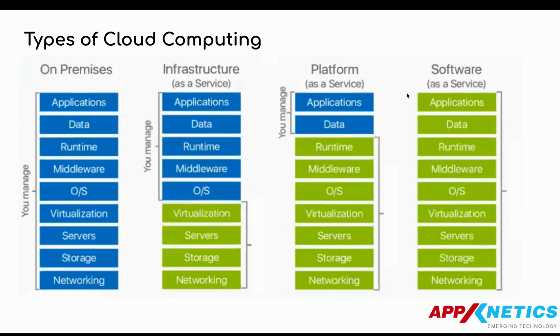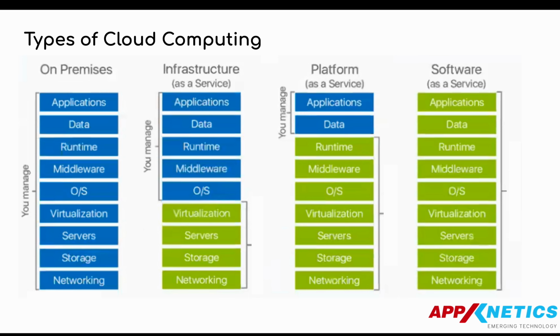If you see this diagram, when you depend on on-premises, you have to manage everything: networking, storage, servers, virtualization, OS, middleware, runtime, data, applications. All this you have to manage yourself. When you are using infrastructure as a service, networking, storage, servers, and virtualization will be managed by the cloud. So you are not responsible for these services, but OS, middleware, runtime, data, and applications will be your responsibility.